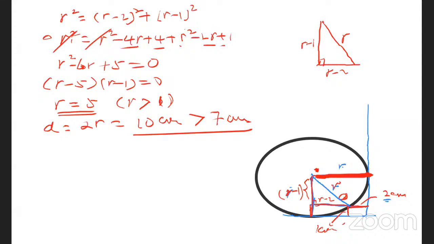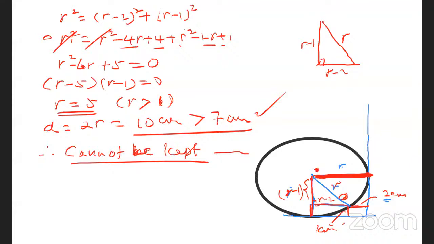Yeah, give reason for your answer. You write like that: if the diameter is 10 cm, more than 7 cm, then it cannot be kept. Okay, you write yourself. Can you understand now? What is the purpose? Testing you about quadratic equation and Pythagoras theorem. I've been telling you Pythagoras theorem is very useful. Pythagoras is already more than 2,500 years old. Still alive.